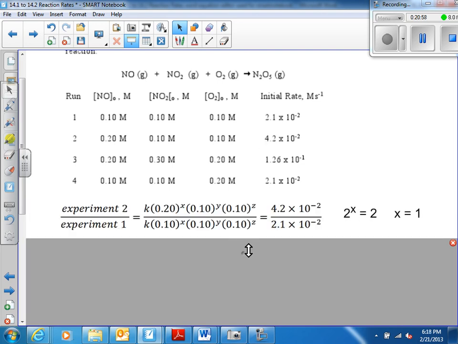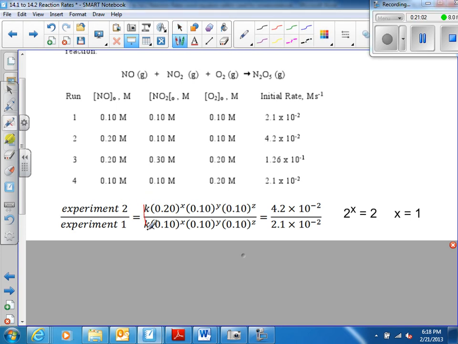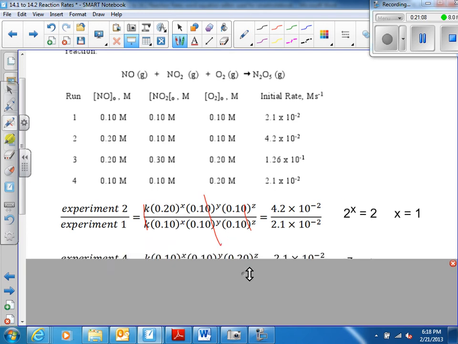Experiment 2 over 1. We can do some simplifications here. You get 2 to the x is 2. Very easy. x is 1.